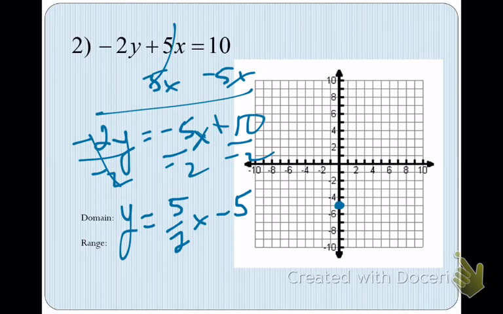And the slope is 5 over 2, so we're going to go up 5, right 2. And then up 5, right 2. Now, remember, you can always go down 5, left 2. If your slope is positive, you can always go in 2 negative directions, since 2 negatives make a positive. Anyway, there's your line. Okay?